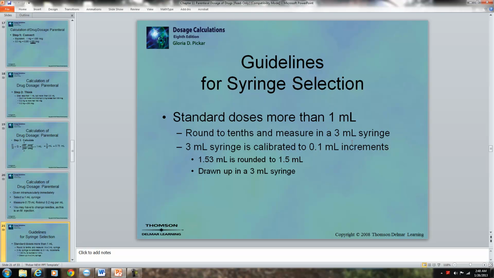Alright, one more time, the guides for the syringes. If your dose is more than 1 milliliter, you're going to round to tenths and measure in the 3 milliliter syringe. The 3 milliliter syringe is calibrated to 1/10 of a milliliter. So if you had 1 53 hundredths milliliter, that would need to round to 1 5/10 milliliter. You would draw that up in a 3 milliliter syringe.